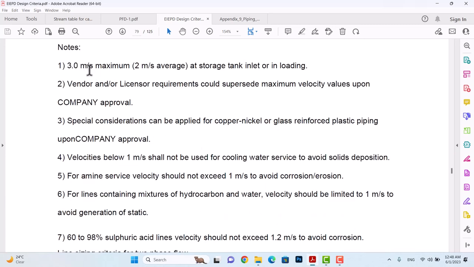3 meter per second maximum or 2 meter per second average at a storage tank inlet or in loading. So if you are sizing a line for a storage tank inlet, it should be sized in a way that the average velocity is 2 meters per second.